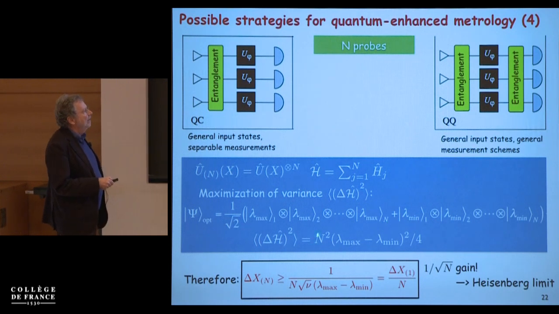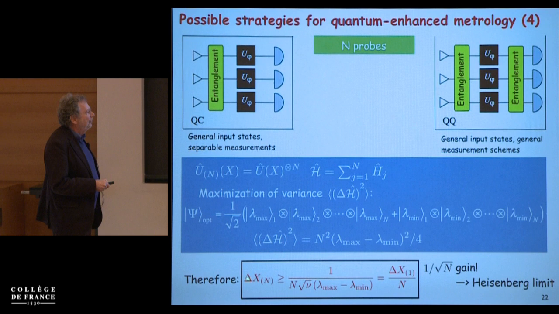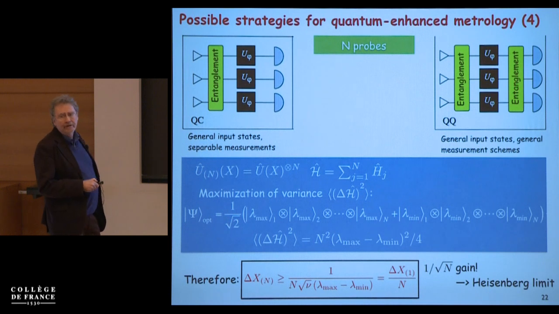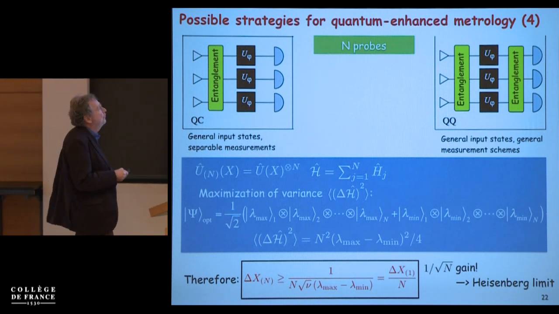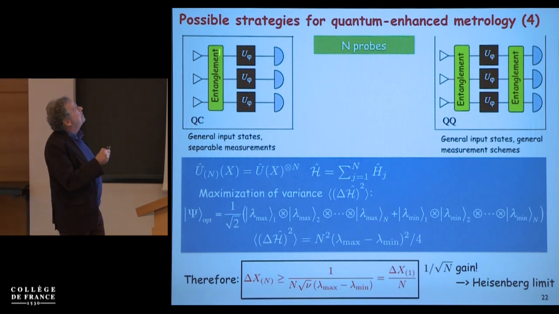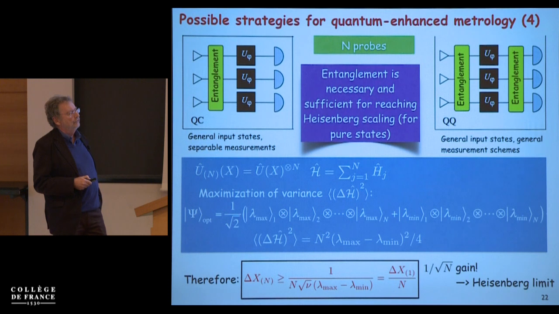It depends now on n squared. And therefore, the precision in the estimation of x is given by this expression here, which is inversely proportional to n. So by using incoming entangled states, we get a dependence on n. And in fact, we do not need to do global measurements at the end. It's enough to do separated measurements to get this enhancement. So this is showing that if we use separate states to start with, we don't get an enhancement. We need entangled states to start.